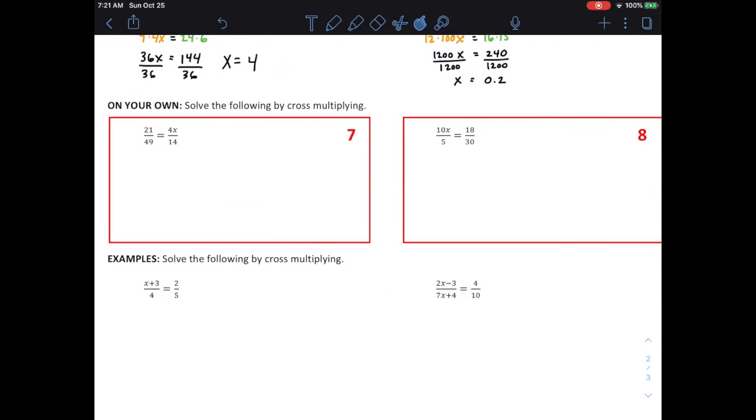All right, you have 2 problems here to do on your own, and they're in red boxes, so make sure when you get your answers, you submit those on Schoology.